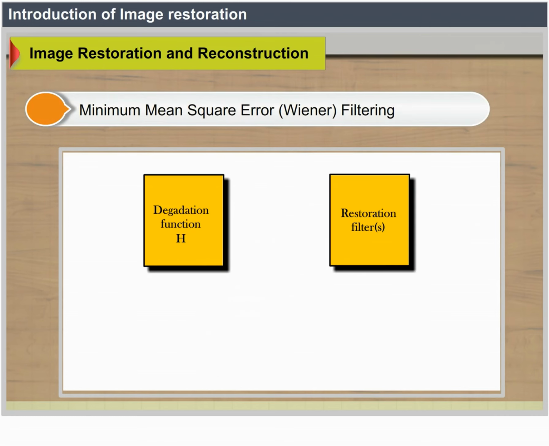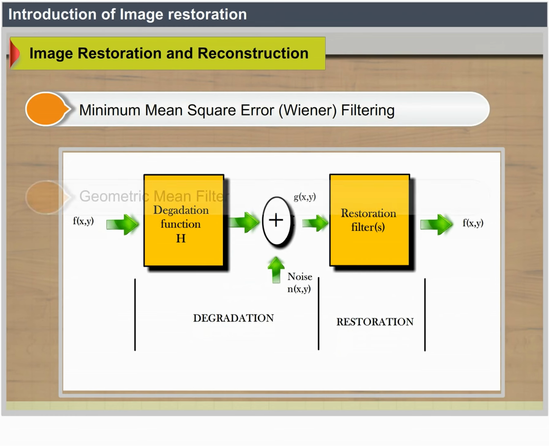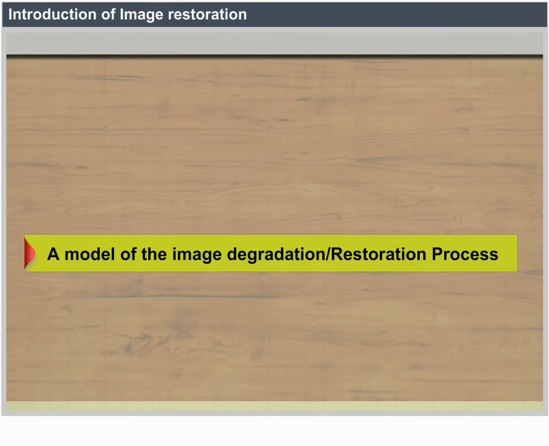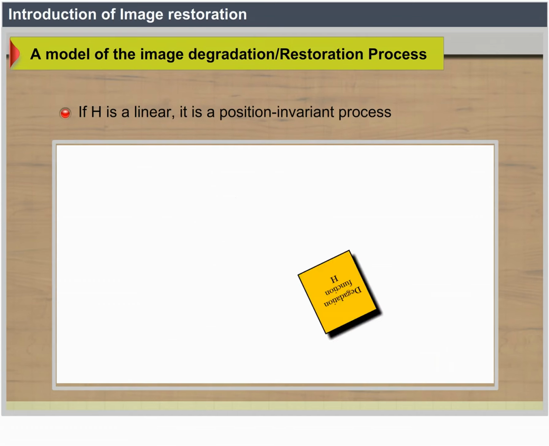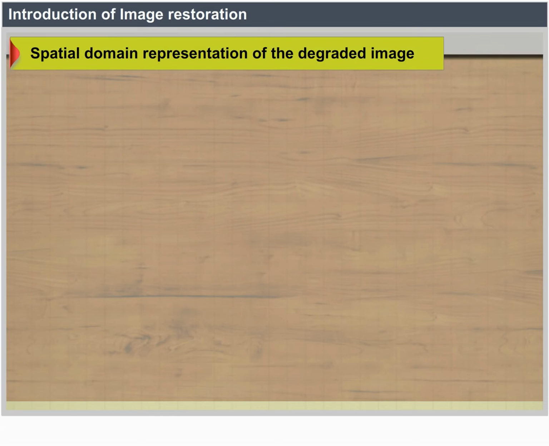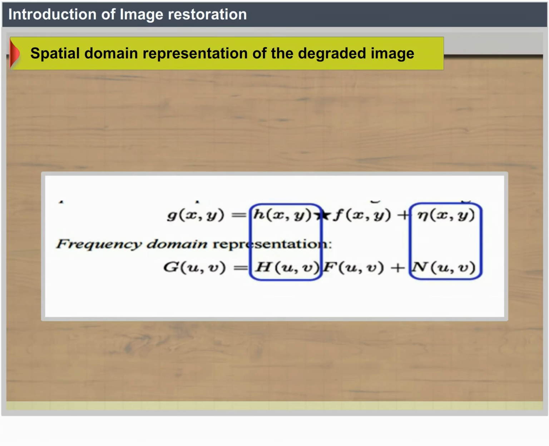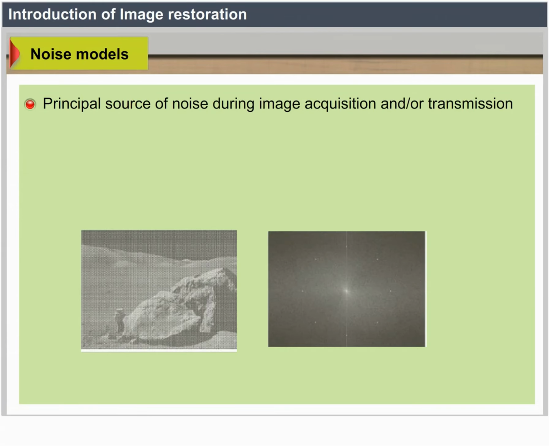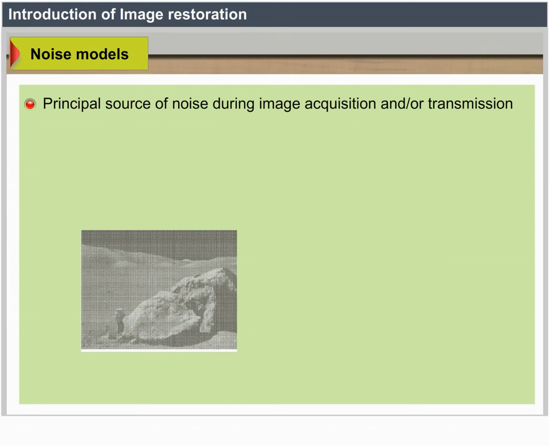Noise models. Principal sources of noise during image acquisition and/or transmission. Factors affecting the performance of imaging sensors: environmental conditions during acquisition, that is, light levels and sensor temperature, and the quality of the sensing elements. Spatial and frequency properties of noise will be assumed to be independent of spatial coordinates and uncorrelated with respect to the image, that is, no correlation between pixel values and the values of noise components.